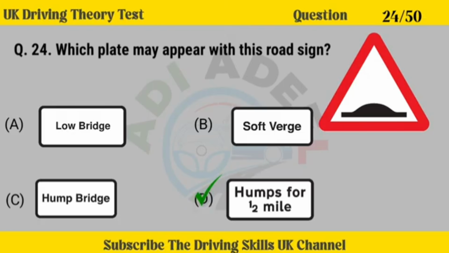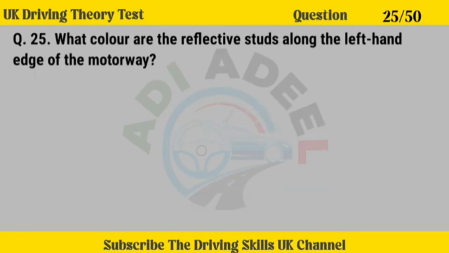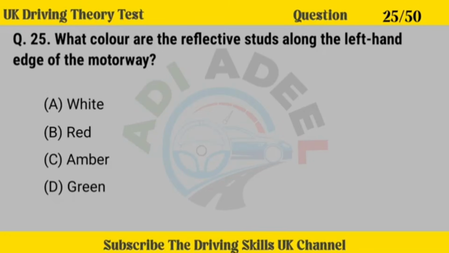The right answer is D. Humps for half a mile. Question 25. What color are the reflective studs along the left-hand edge of the motorway? A. White. B. Red. C. Amber. D. Green.